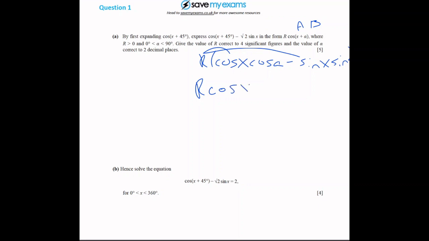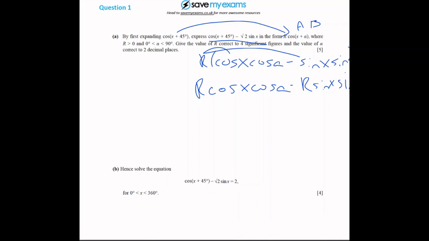So I have r cosine x cosine a, minus r sine x sine a. Ooh, it got a little messy at the end there, but it still works out. Now, I don't know about you, but from here, I'm not really sure what to do. I have a bunch of letters, a bunch of variables, a bunch of cosines and sines. But they said to expand this to look like that. And I have this overall equation here, right?